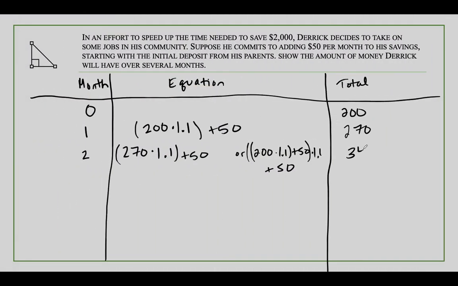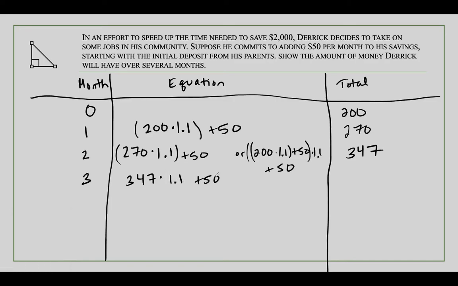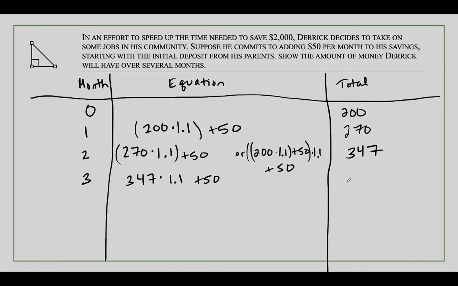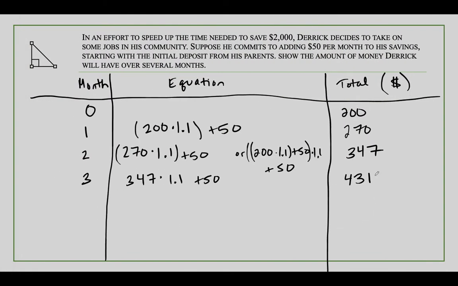We're getting nice even numbers here. So 3 months, it's going to be 347 times 1.1 plus 50. I should write the units here. We're talking about dollars. 431.7.